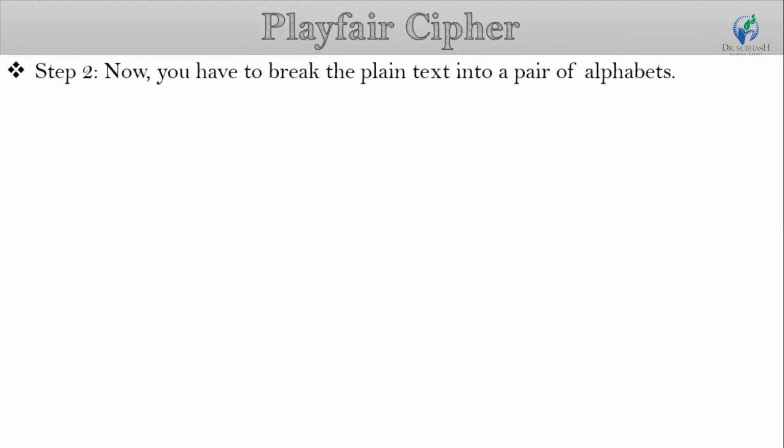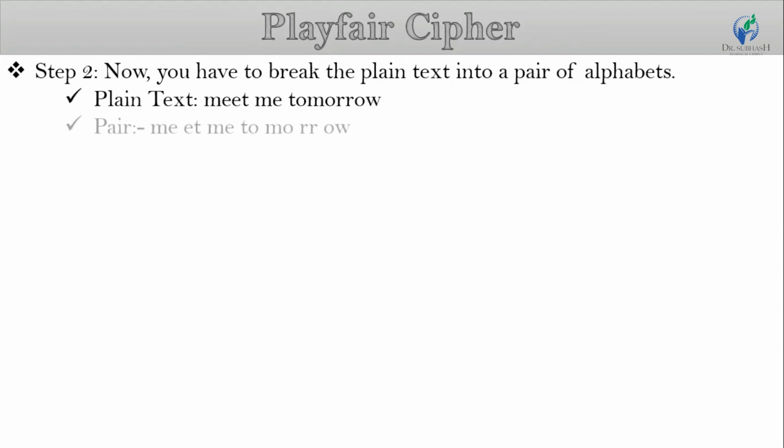Step 2. Now you have to break the plain text into pairs of alphabets. We have plain text like "meet me tomorrow". Now we break this plain text into pairs like ME is the first alphabet pair, ET is second, ME is next, then TO, MO, double R and OW are the pairs of plain text alphabets.